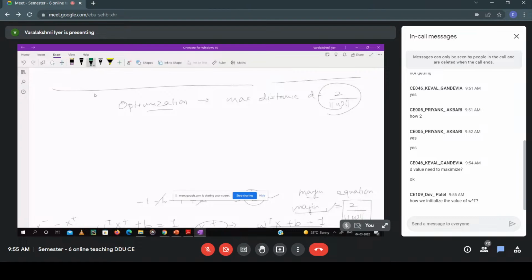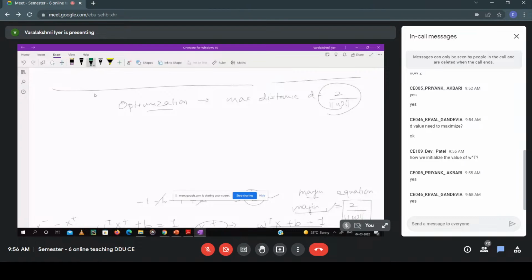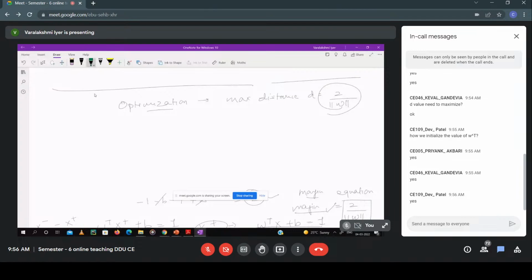How do we initialize the value of W transpose? Are you talking? So now the question Dave is asking is about optimizing the value. For the optimization problem, are you asking this question? Okay. Now I'm coming to that point actually.